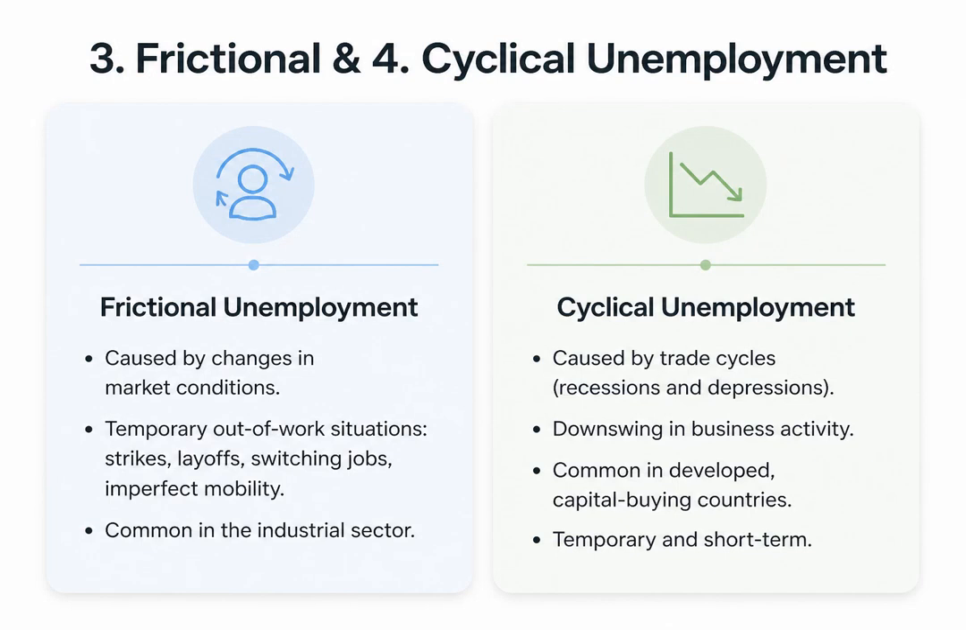Then we have frictional and cyclical unemployment. Frictional unemployment is the temporary gap when workers are transitioning between jobs or out of work due to strikes and lockouts, very common in the industrial sector. Cyclical unemployment, on the other hand, is tied to the boom and bust trade cycles of the broader economy. When a recession hits, demand drops and people lose jobs. This is actually more common in developed nations.